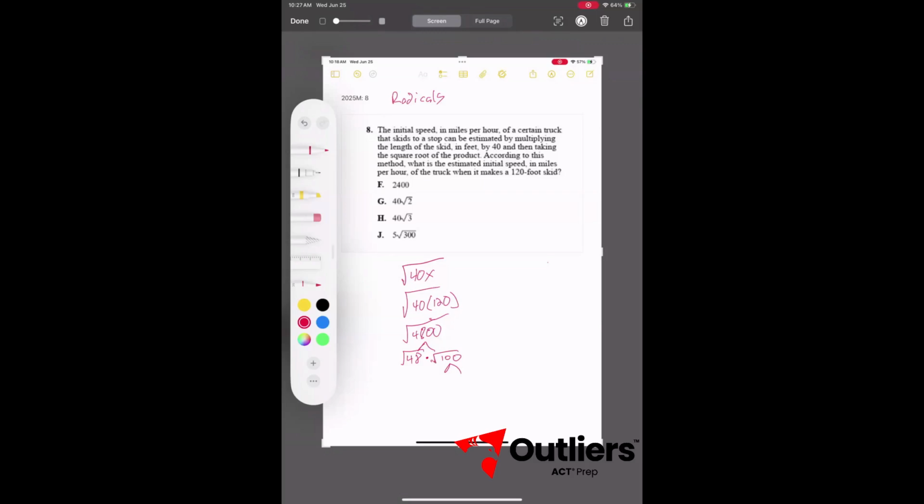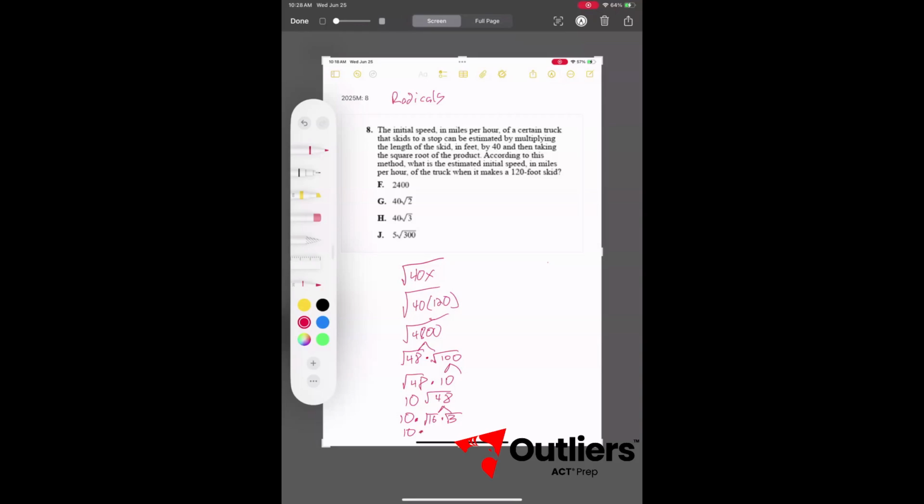And so I know that we can pull a 100 out of that and get 10 as our perfect square. So that's just going to give us root 48 times root 10, which is the same as 10 root 48. And then 48, we can think through our perfect squares and just see if there's another perfect square that we can pull out of this number. And so 48 divided by 16 is 3. So we can just do 10 times 16 times 3, and that's going to be the exact same as 10 times 48.